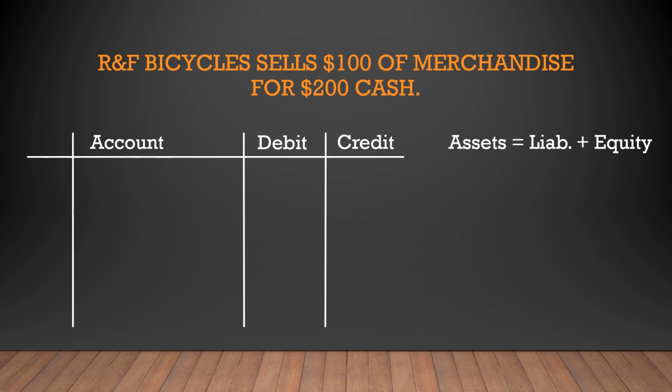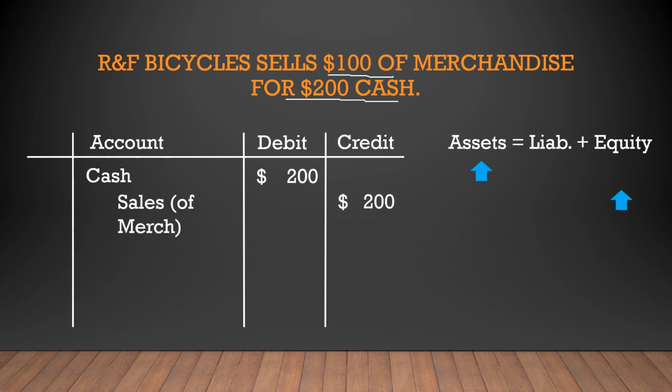Imagine R&F Bicycles sold $100 of merchandise for $200 in cash. We can start with the obvious. We know we're receiving $200 in cash, so we'll debit our cash account for that amount. This debit will be an increase to our assets. We acquire this cash by providing a good to our customer. This provision entitles us to payment. In other words, we earned it. Whenever we earn money, we record a revenue. This credit to our revenue increases our equity.